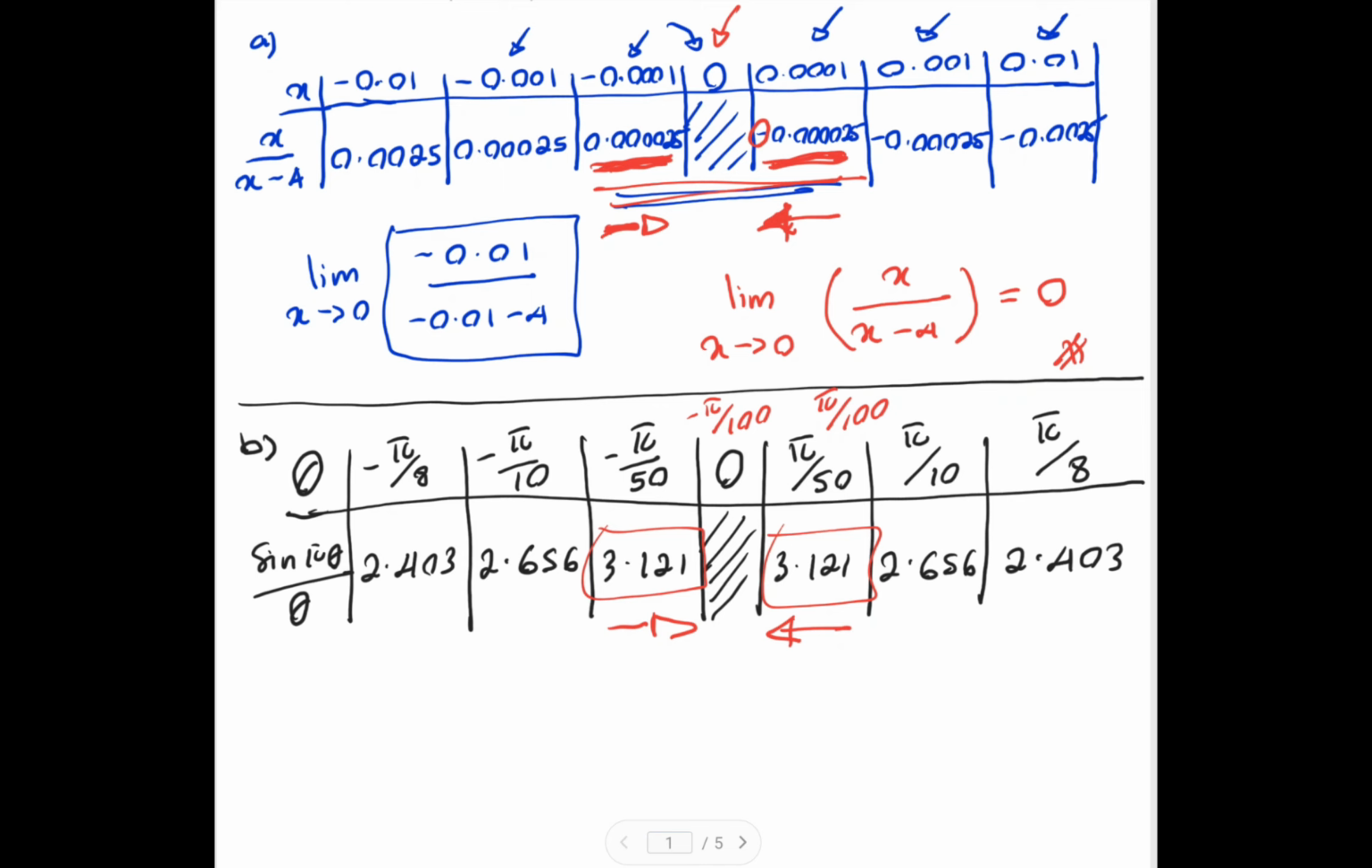3.142. So from this result, we can conclude that the limit as theta approaches 0 of the function sine pi theta divided by theta is 3.142, or pi, which from the left-hand side is equal to the right-hand side. That is the answer for question 1B.